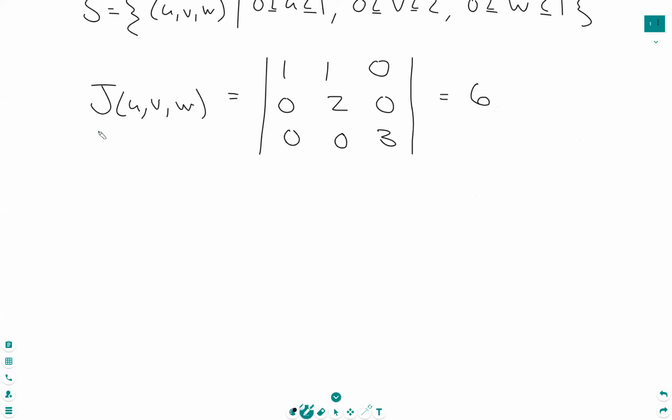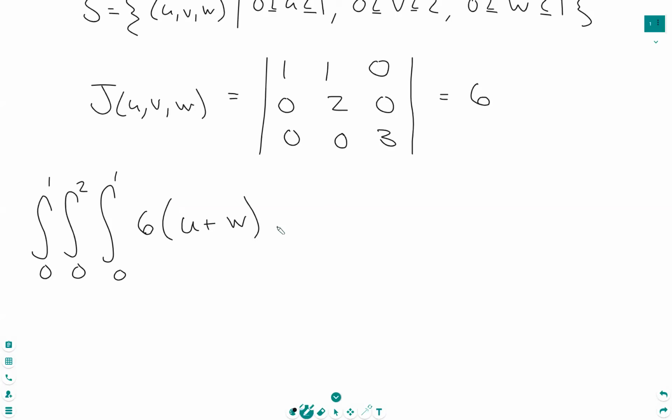So the integral then becomes 0 to 1, 0 to 2, 0 to 1, the absolute value of our Jacobian, times our new integrand when we do our substitution. So this ends up being u plus w, du, dv, dw. This is pretty easy to integrate. I'm not really going to bore you with doing this triple integral out. This ends up being a 12 if you want to practice. And that's it for chapter 12.